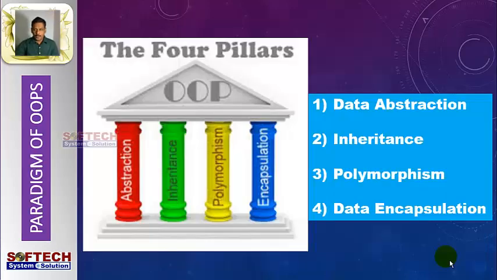The object-oriented programming concept consists of 4 pillars. One is data abstraction, second is inheritance, third is polymorphism, and fourth is data encapsulation. Data abstraction and encapsulation are for data security. Inheritance is for reusage. Polymorphism is also for reusage in another manner. We will discuss the 4 pillars one by one.